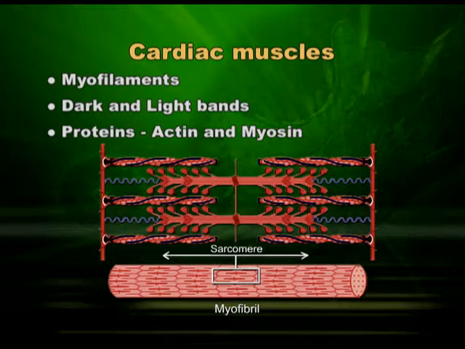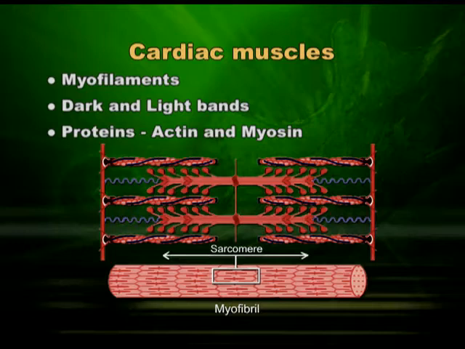At this point, let me explain to you that light bands are made up of a protein called actin, and dark bands are made up of another protein called myosin. The light bands are also known as I bands, whereas dark bands are also known as A bands. The light bands are thinner and dark bands are thicker, and they are arranged alternately, light band, then dark band, again light band, again dark band, longitudinally in the muscle fiber, because it is going to help in contraction and relaxation.